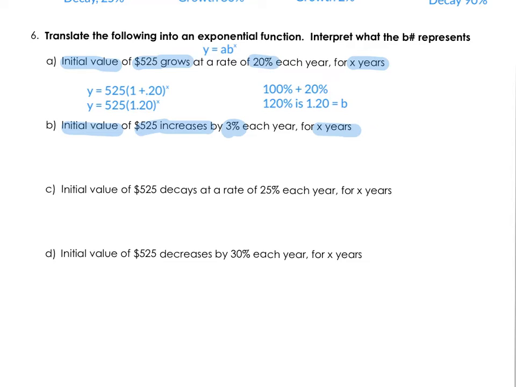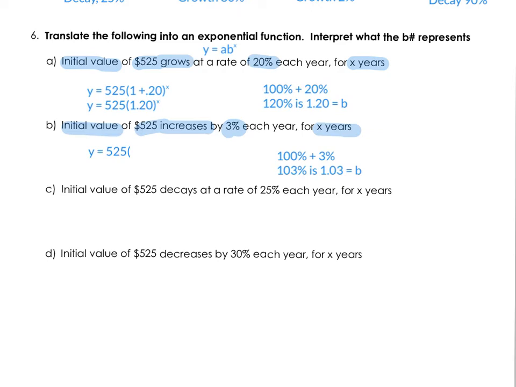So similar to the first one, we're going to start off with the Y equals 525. And then I'm going to need to find the B value. So if you want to off to the side, you can say, okay, well, it's 100% and it's increasing, so that's adding 3%. So 100% plus 3% is 103%. And then I can say, okay, well, 103% is the same as 1.03 as a decimal. So that's my B value. So if you can do that, then fine.